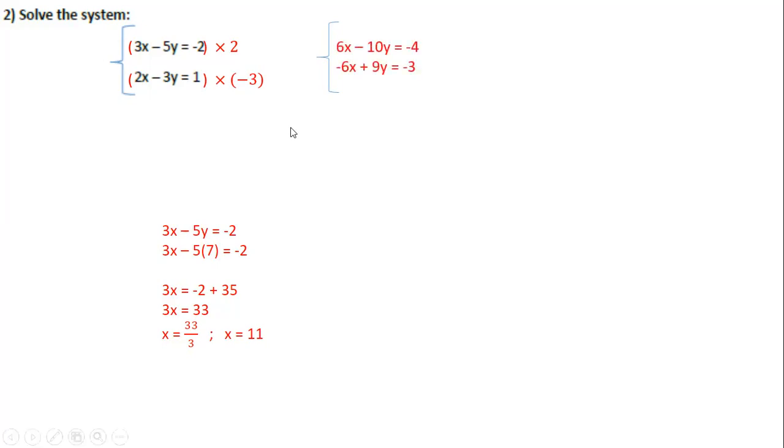Now, if you look at the coefficient of x up and the coefficient of x down, we have 6 and -6. They are opposites, right? Yeah, so we can cancel them. Now we can eliminate 6x with -6x. What do we do next, Alex? We add -10y plus 9y. What will be the answer?